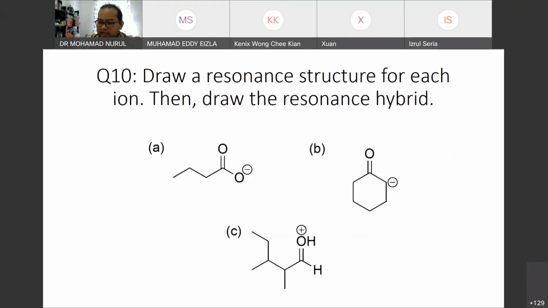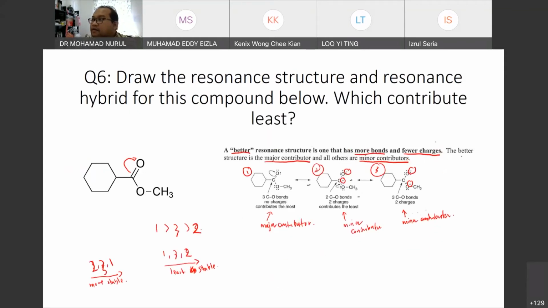Okay, next. Draw the resonance structure for each ion, then draw the resonance hybrid. Good morning, doctor. Doctor, can I know the resonance hybrid for question 6? Okay, let me find it.